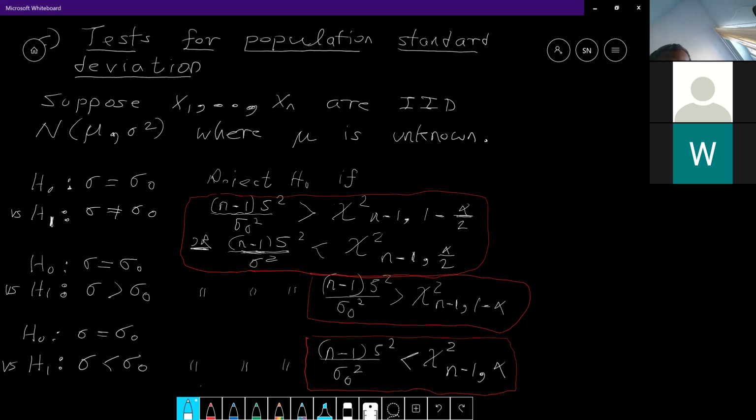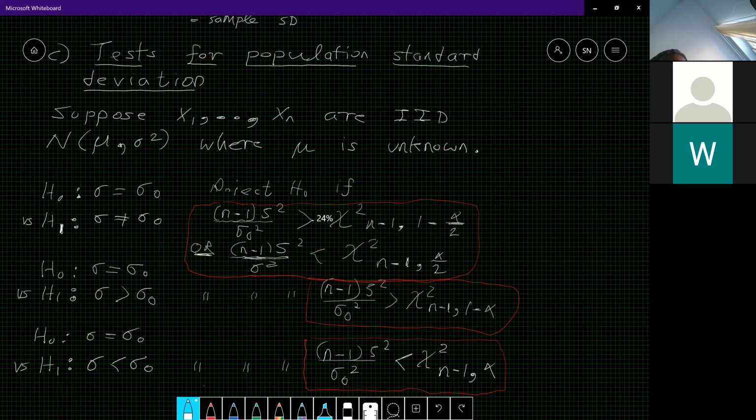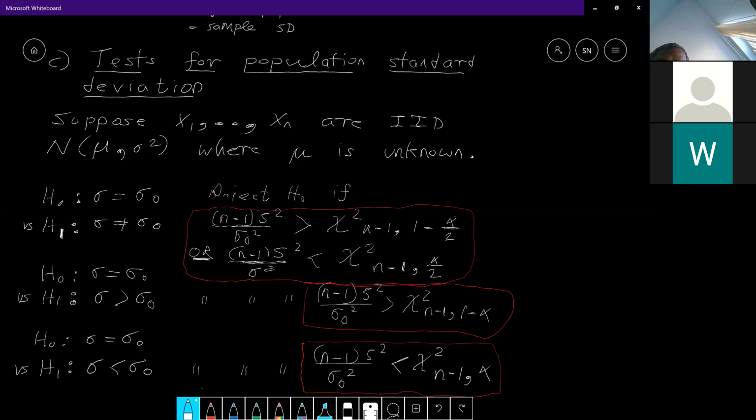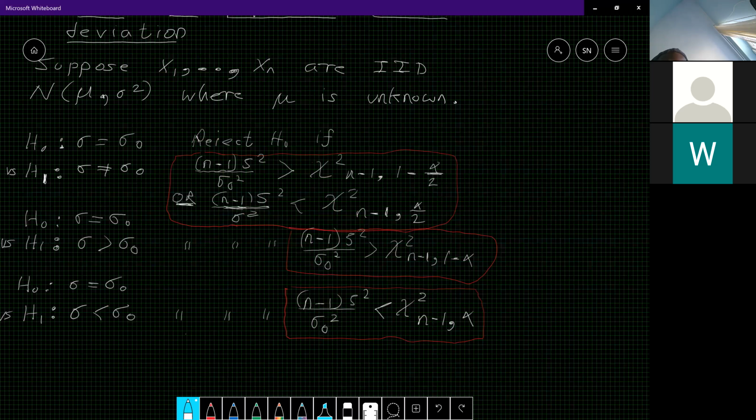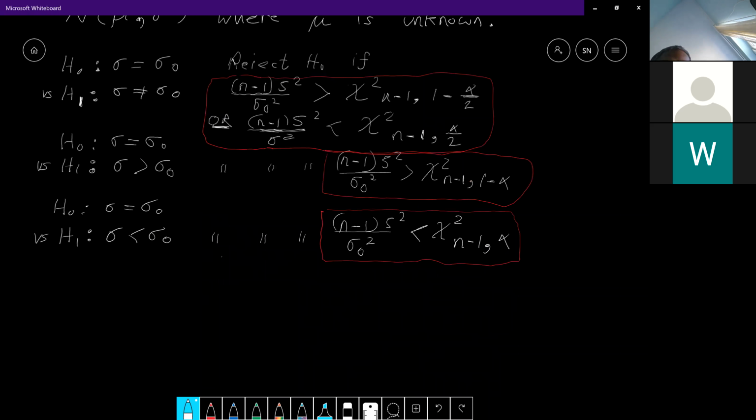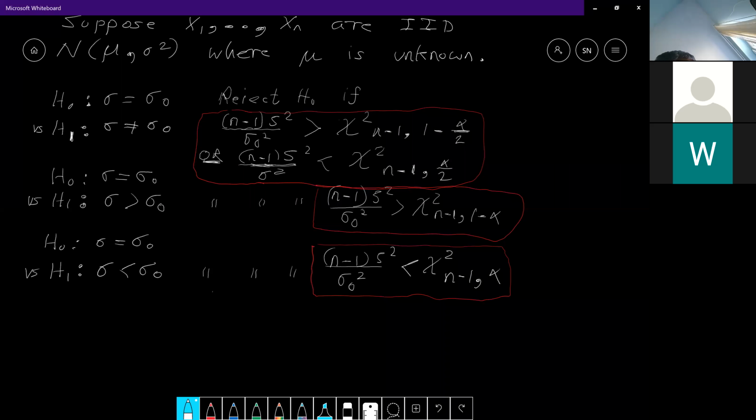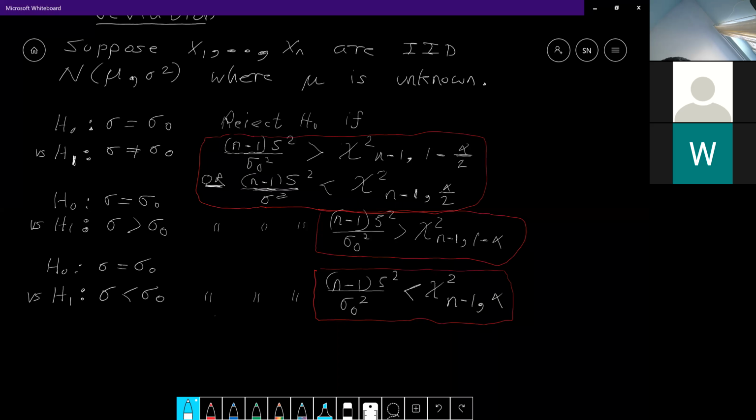Now, the last case is part D. In part D, I'm going to talk about how to test for population proportion, and after that I will finish for today. Please let me give some time, guys, to do part B. So this will be the final part for today, and when you come back after Easter, I will do 2 sample tests.